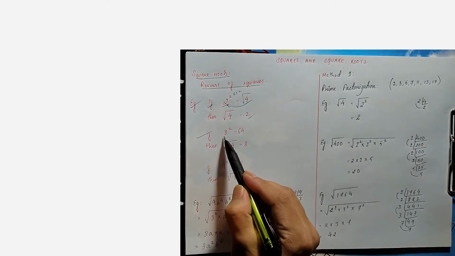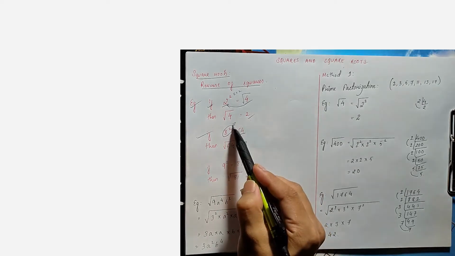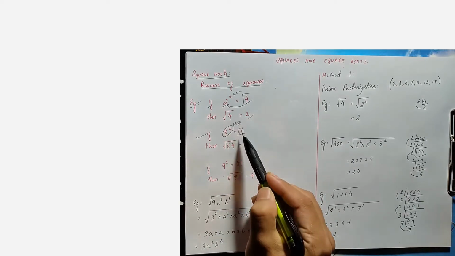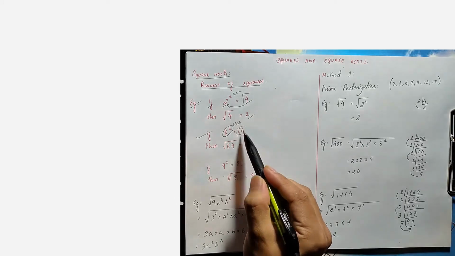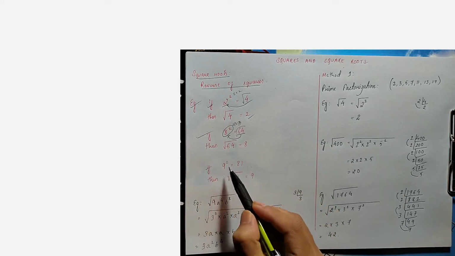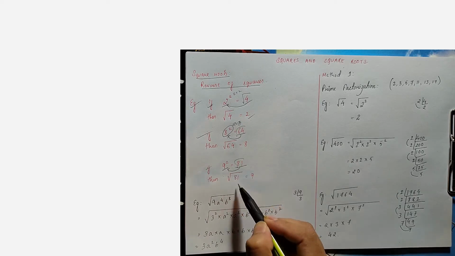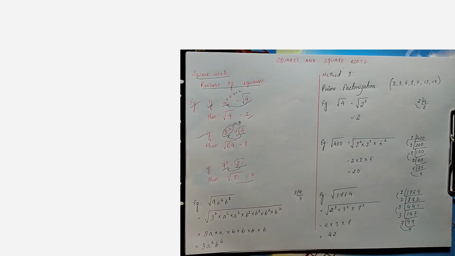Let's take another example. If 8 square is equal to 64, we know that 8 square means 8 into 8, which is equal to 64. Then square root of 64 will be the reverse, that is 8. Similarly, 9 square is 81. Then square root of 81 will be equal to 9.